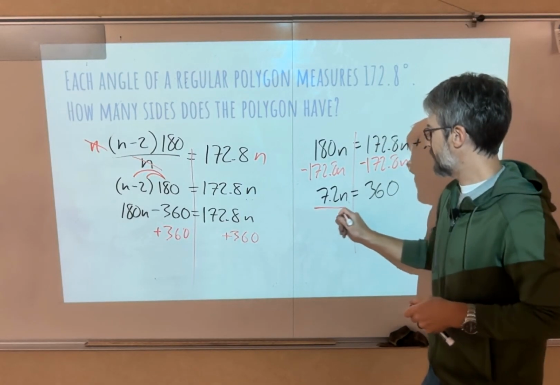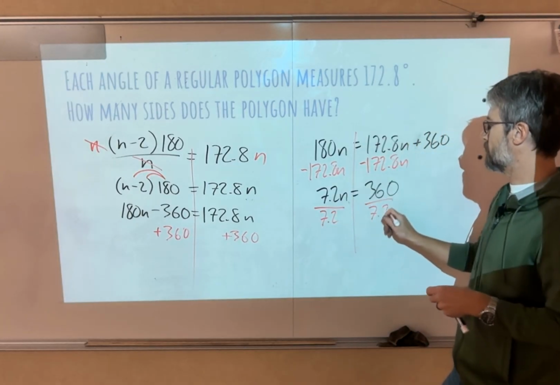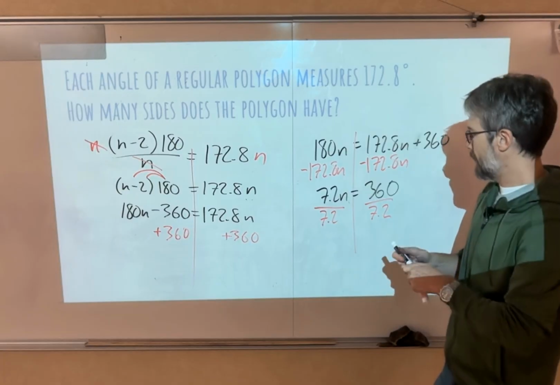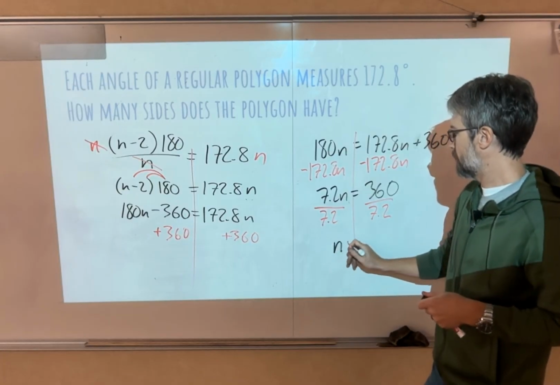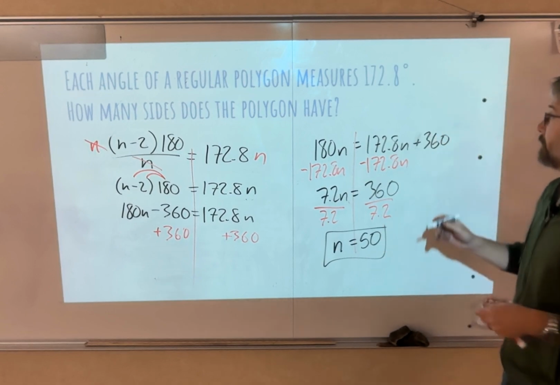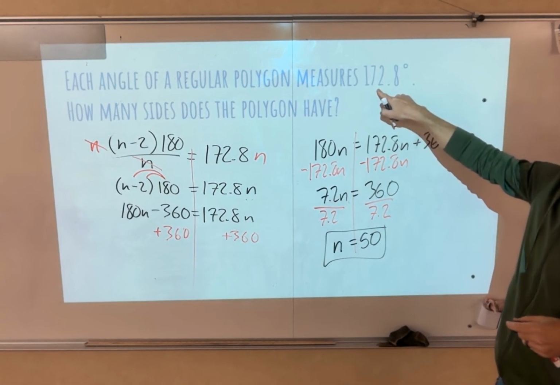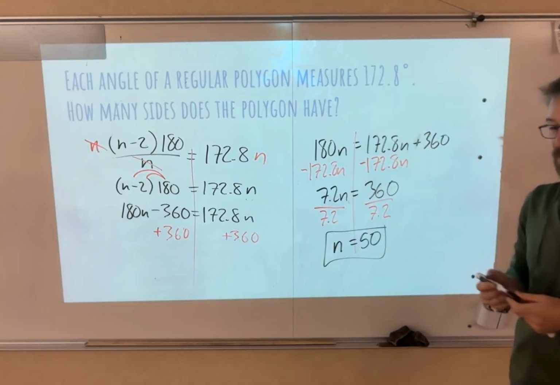Well, it's a decimal, but that's no big deal. We just divide both sides by whatever the number is. It just happens to be a decimal number, 7.2. And now we should get n equals 50. So if a polygon has an interior angle measurement of this, and it's a regular polygon, that means it has 50 sides.